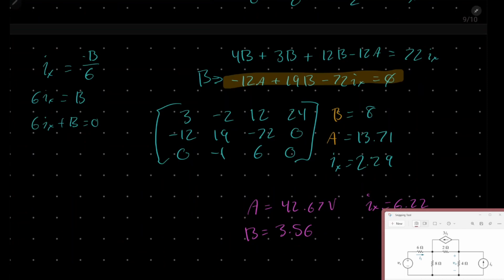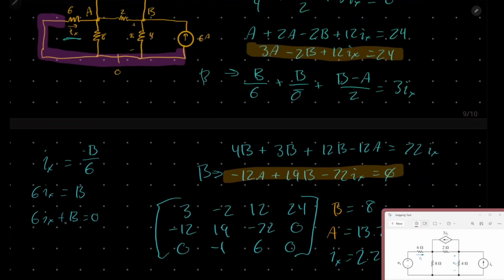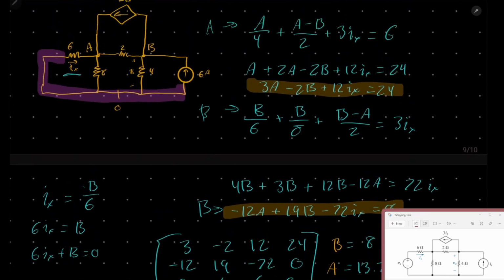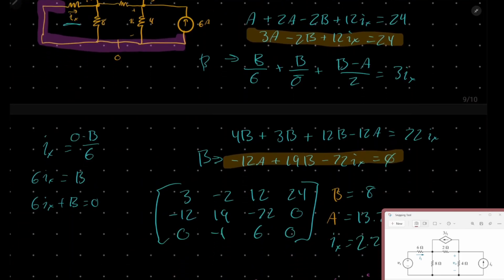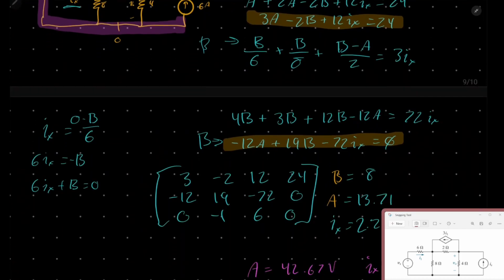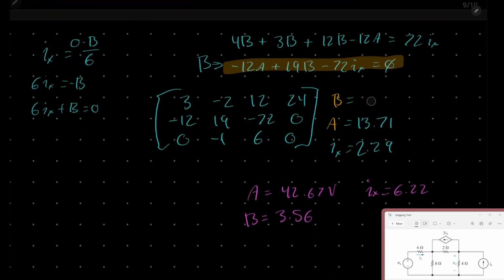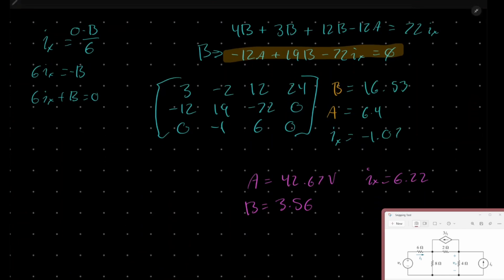Okay, so if you haven't caught my mistake already, this B right here should be a plus because, remember, we want to go from high to low, and this current is going from 0 to 6, so it would be 0 minus B. So when we would bring it over, it would be plus B. And when we do plus B, we get some slightly different answers where B is 16.53 and A is 6.4. And then this is -1.07 when rounding.